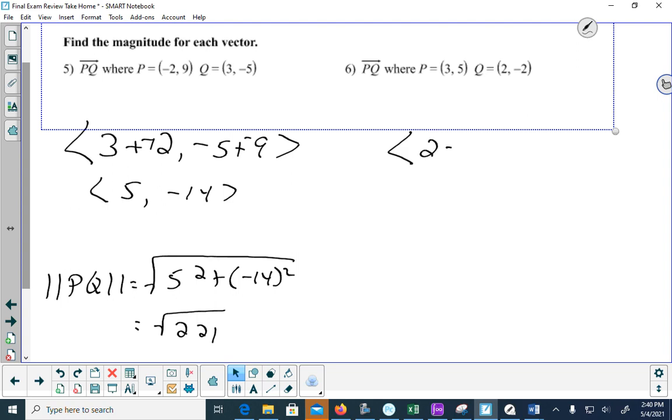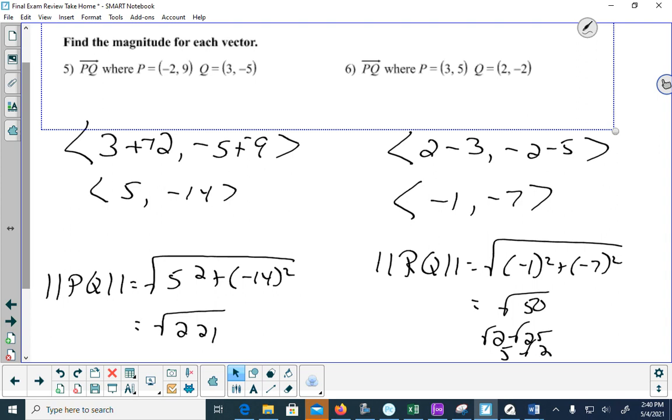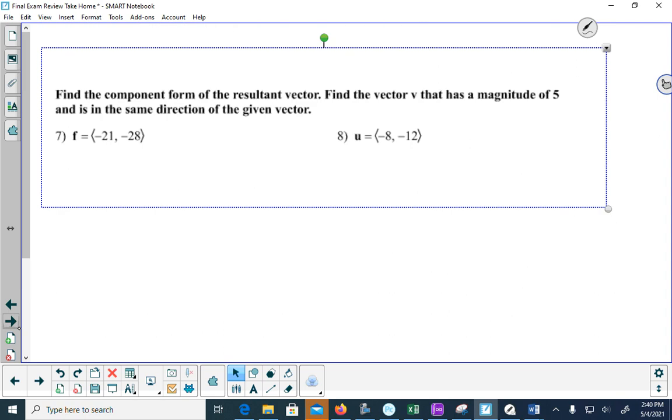So I'm going to take terminal minus initial. So this is -1, -7. So to find the magnitude of PQ, it's going to be the square root of -1 squared plus -7 squared. And that's going to be the square root of 50. Gee, if you could actually separate that to 5 squared to 2, I would be thrilled to death. But if you can't, I guess you just can't. All right, the next one, find the component form of the resultant vector.